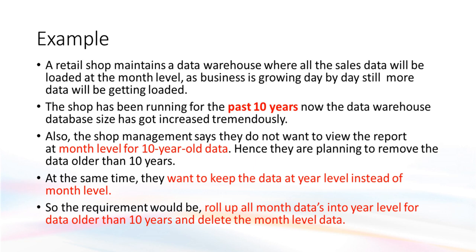So the requirement would be to roll up all months data into year level for data older than 10 years and delete the month level data. So this is basically data purging. Purging means we remove the data completely. The monthly level data is not available anywhere. But if we move the data to some other place or some other database, that is basically called data archiving. Got it? Fine.